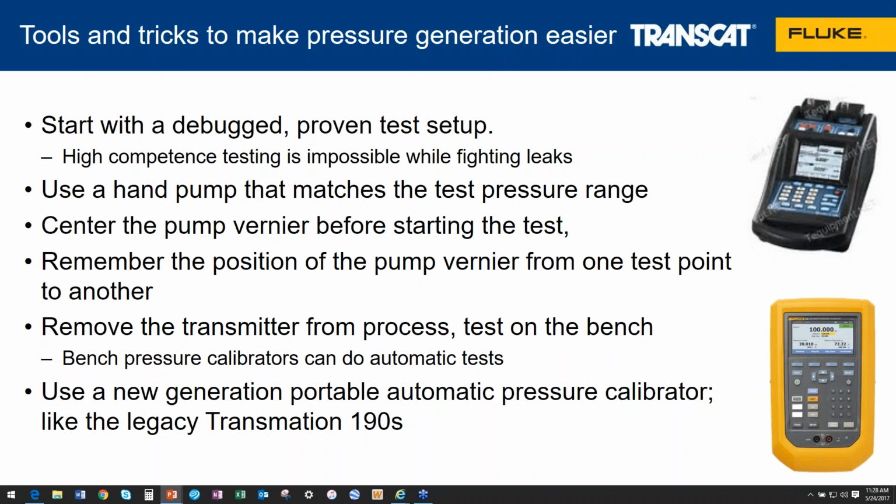Or you can use a new generation portable automatic pressure calibrator like the legacy Transmation 190s. Transcat was selling the Transmation 190 for many years. It was selected and used and loved by a lot of the technicians, but it's now gone away, and there's a variety of new pressure calibrators out there on the market, such as the 729 automatic pressure calibrator shown below it.